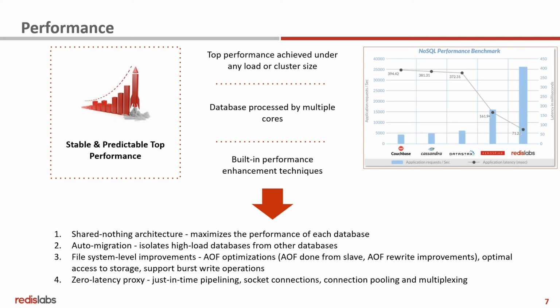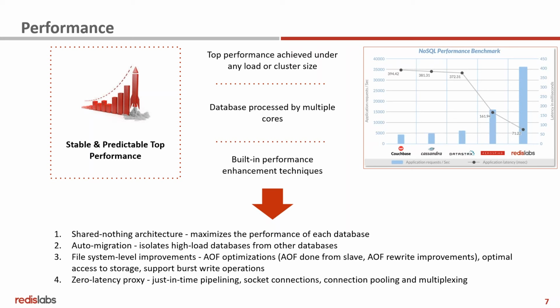There are various file system level improvements. So first of all, we talked earlier about the AOF mechanism, the append-only file. There are various optimizations. For instance, when you enable AOF, usually it's done from the master copy of the data, and it might hurt the performance. So we have improvements where if you enable replication for the database, then the AOF will be done from the slave copy and will not interfere with the performance of the database in any way. There are different improvements that we made to the AOF rewrite mechanism. There's optimal access to storage in the implementation, and we support burst write operations as well. And then last but not least, RLEC includes a zero latency proxy that does different runtime optimizations to improve performance.